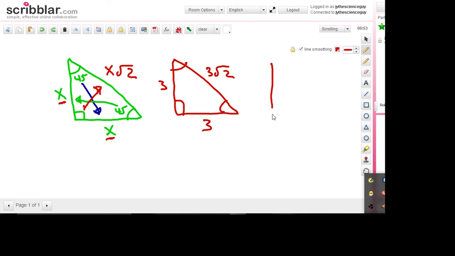So same triangle. If this is 5, then this would be 5, and then this would be 5 root 2. So you do this triangle for me.